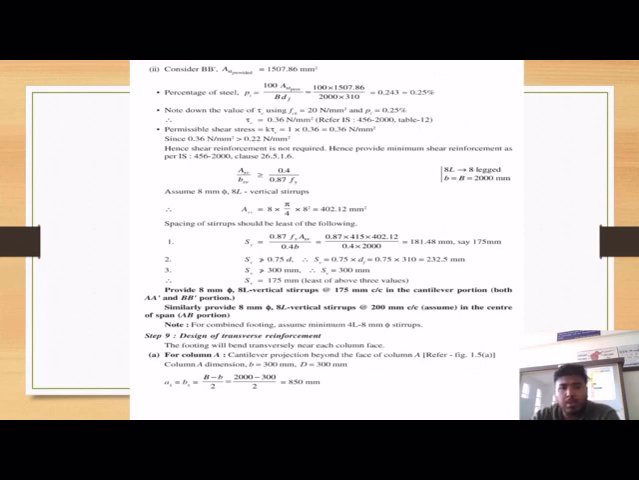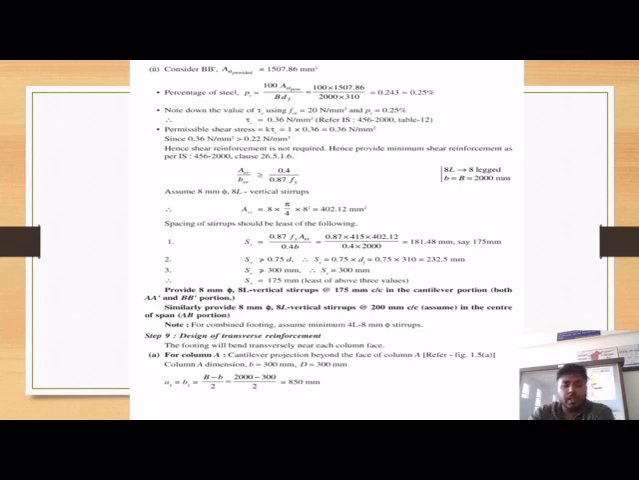Consider b by b dash. Ast is 1507.86 mm square. Percentage of steel is 100 Ast provided divided by b d, which is 100 into 1507.86 divided by 2000 into 310, equal to 0.25%. Provide 8 mm 2-legged vertical stirrups at 175 mm c/c in the cantilever portion A dash and B portion.